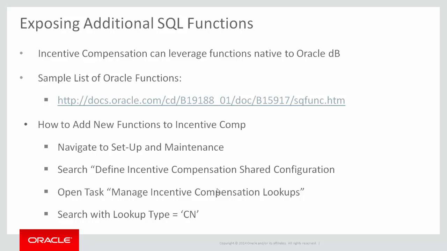In order to do this, I have these shortcut steps for you on how to add new functions to incentive comp. It involves logging in as someone who has the right privileges to go into setup and maintenance, then query for the task define incentive compensation shared configuration. You're then going to open the task called manage incentive compensation lookups, and then you're going to query for CN. And then from there, you'll see the collection of the aggregate functions, the numeric functions, etc. And product management, as well as the Oracle sales consulting team, does have step-by-step instructions to register those functions within your environment.